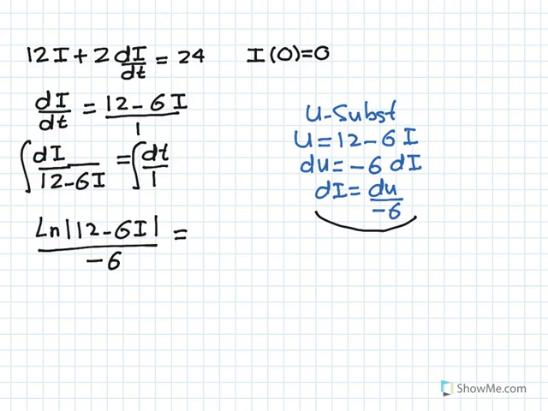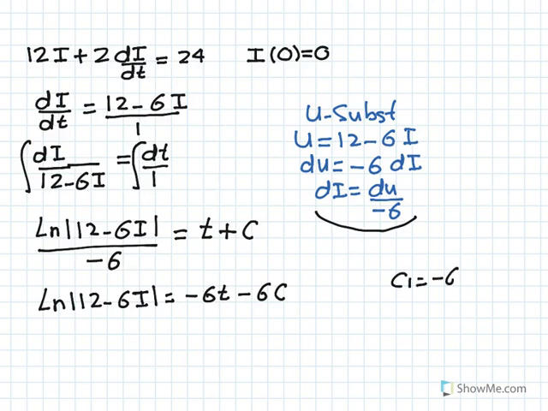And the right-hand side, the integral of dt, well, the integral of 1 dt is just going to be t, reversing the power rule, t plus c. Now let's isolate the log function. We get log of 12 minus 6i, multiply both sides by negative 6. This is equal to minus 6t minus 6c. And let's call minus 6c c1, so let c1 be equal to minus 6c.